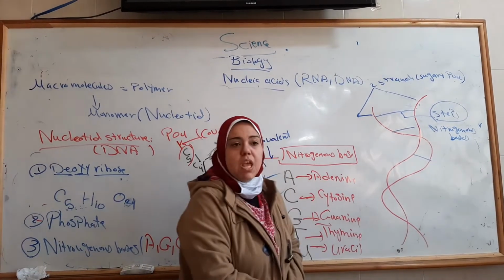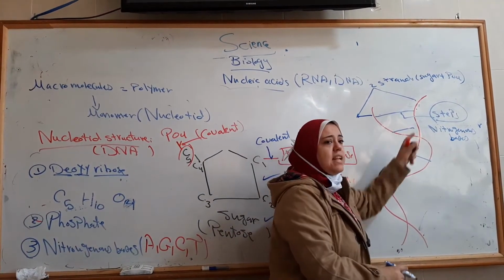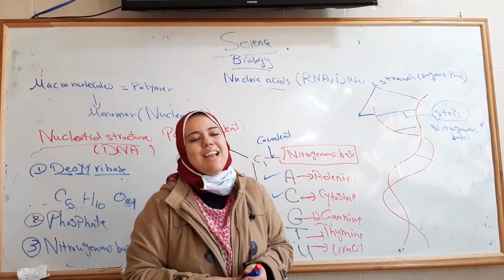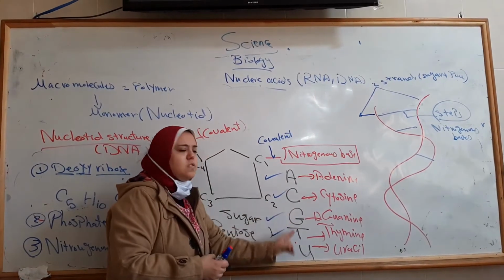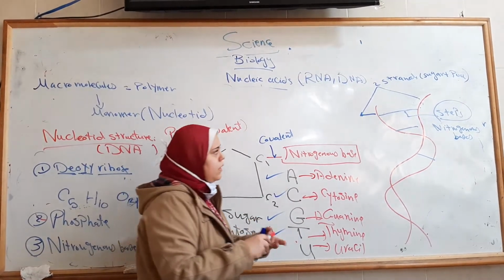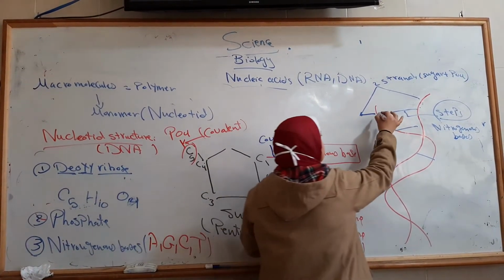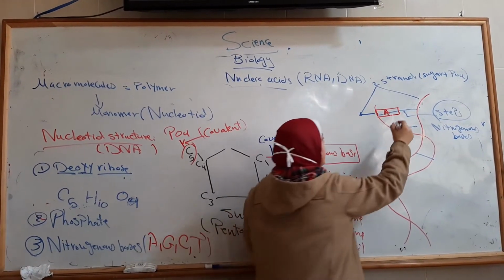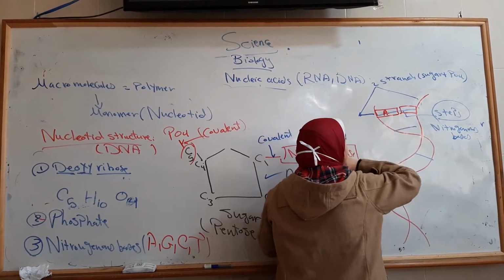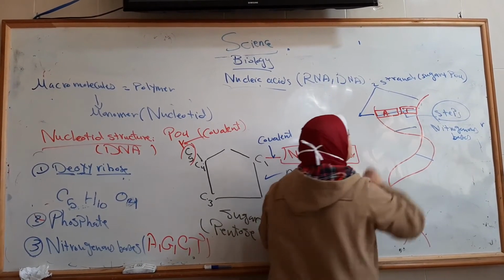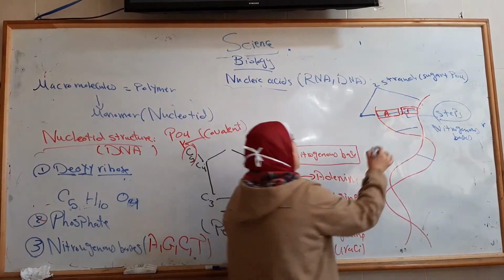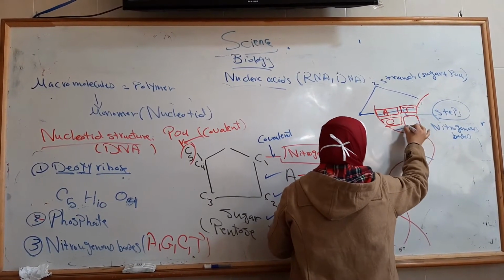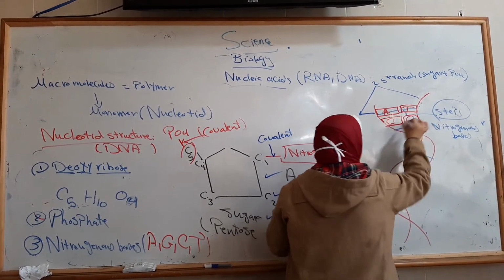Nitrogenous bases. So we have here 2 strands. Can I connect between the first and second strand? Yes, between those nitrogenous bases. If the nitrogenous base here is adenine, the opposite one must be thymine. If the first one is cytosine, the second one must be guanine.